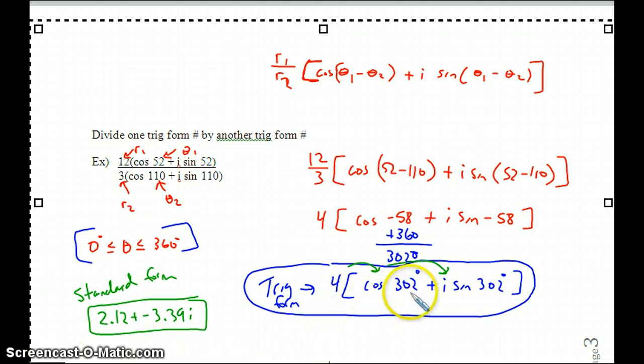Again, please make sure that you go through in your final answer whenever it's in trigonometric form. It doesn't matter if it's just a dividing problem, but anytime you write it in trigonometric form, you have to have this number that is between 0 degrees and 360 degrees.